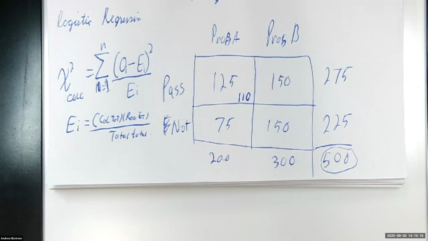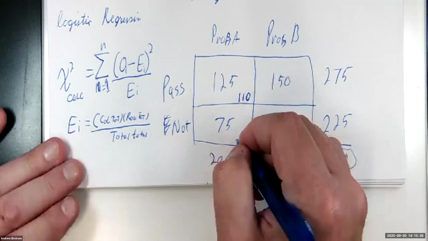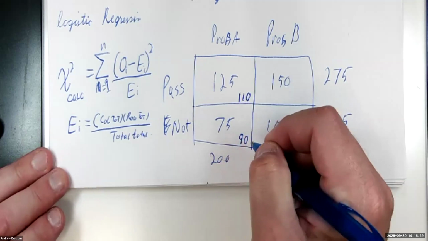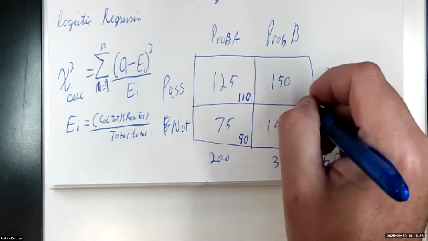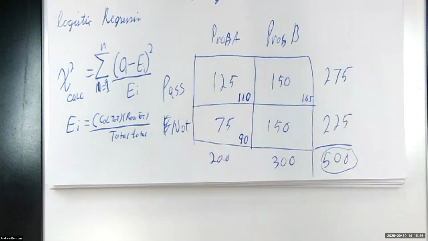For the next one, 200 times 225, then divide that by 500. Here we find that the expected value is going to be 90. Going to this one right here, Professor B pass, we've got 275 times 300 divided by 500. So we expect 165 people in that group.